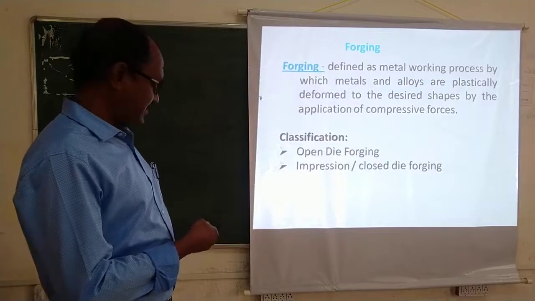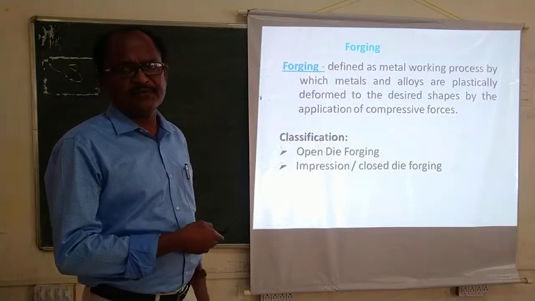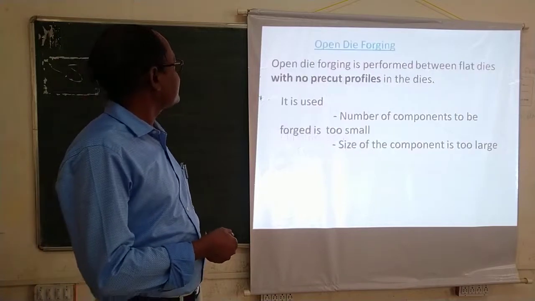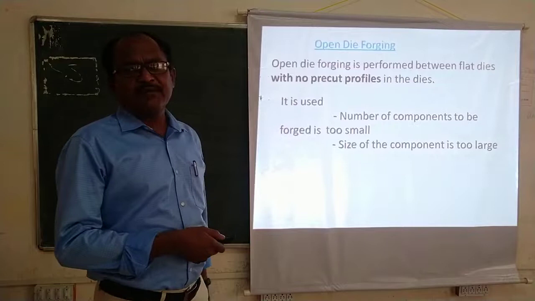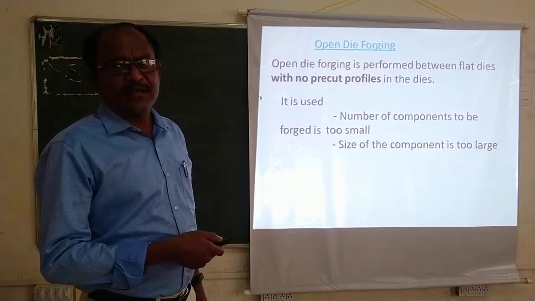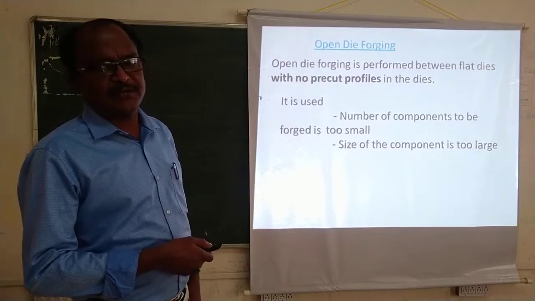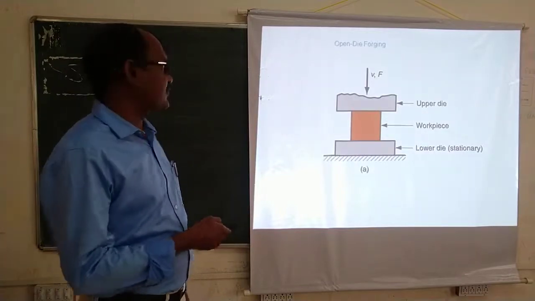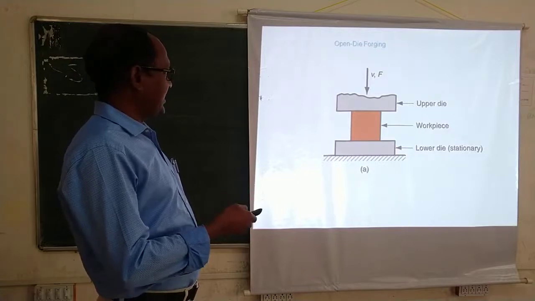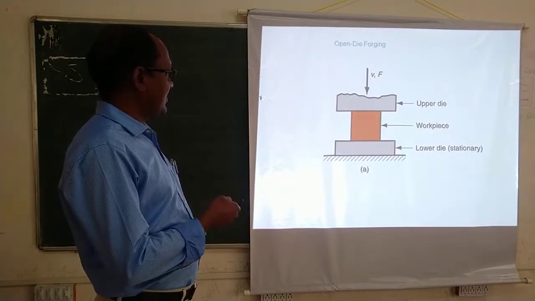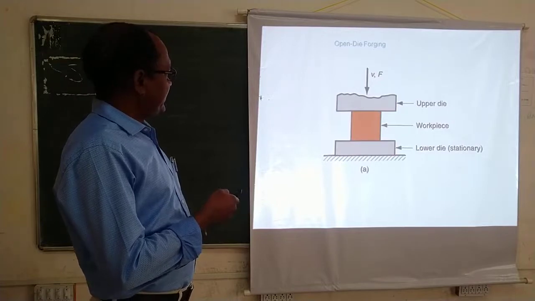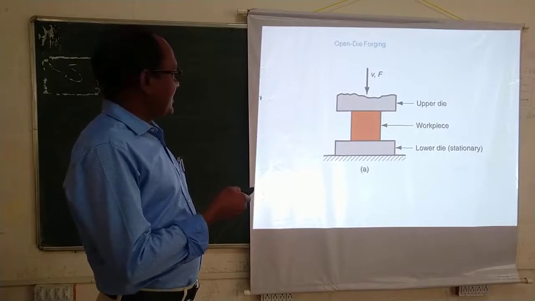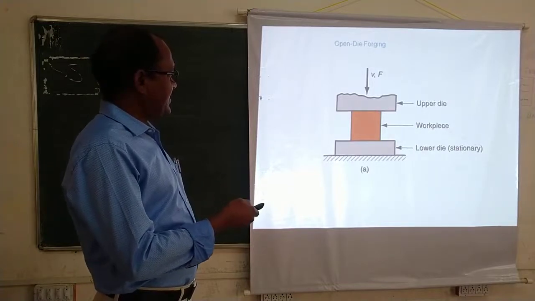Then classification of forging: basically there are two types of forging, that is open die forging and closed or impression die forging. Open die forging means forging metal between two flat surfaces of dies. If you observe this diagram, this is the open die forging, with an upper die and a lower die. The lower die is fixed or stationary, and the upper die is movable.